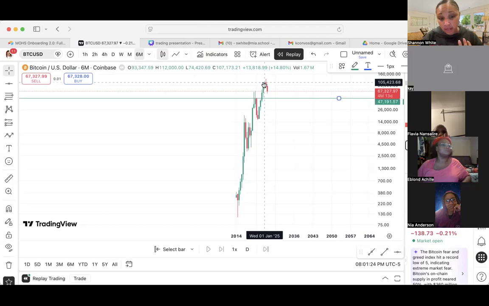So you can use it for stocks. You can use it for crypto. You could use it for Forex. And you don't have to do them all at the same time.